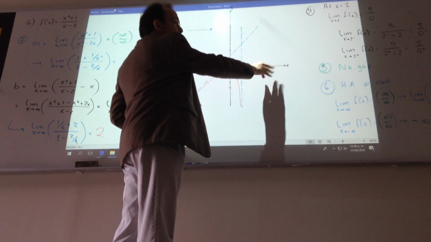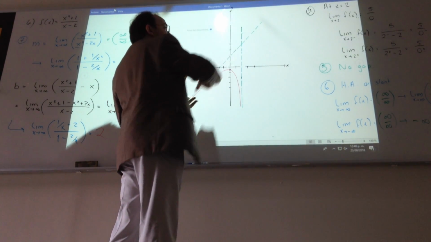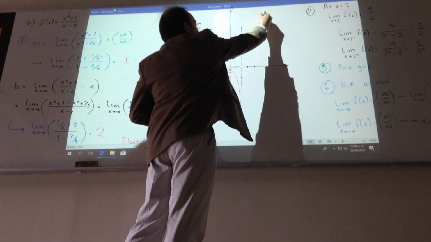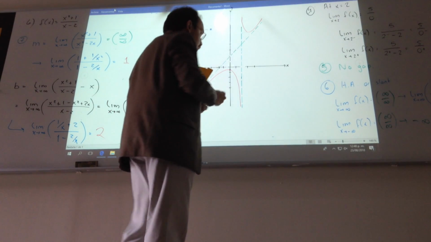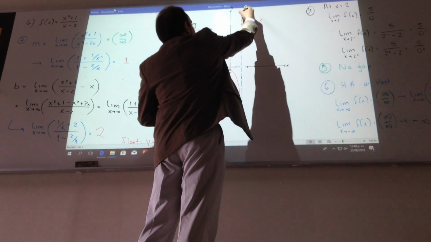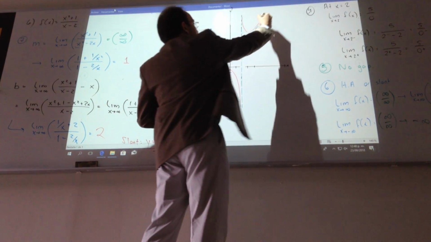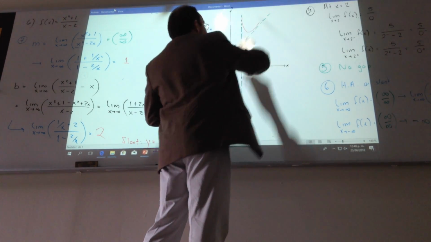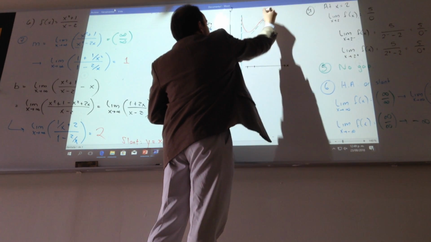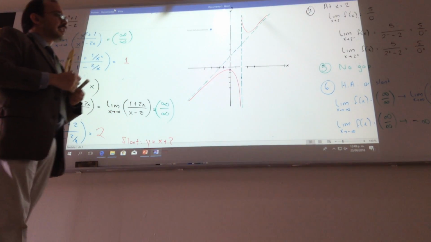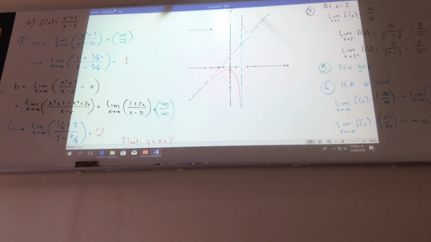You can just invent any points here. You have the asymptote, so the graph should be something like this. Why like that? Again, because you have the asymptote, that's a boundary. It's going to be like that. Okay, it's just a sketch.